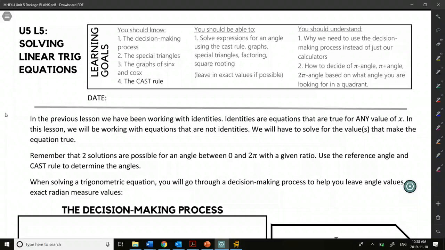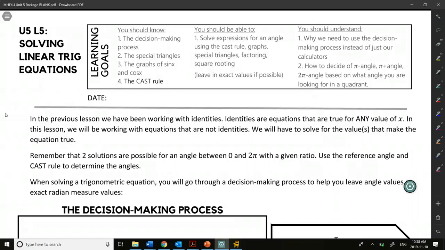We're also going to use the idea of the reference angle, which we were kind of talking about in the last chapter as well. And we're going to go through a decision-making process here so that where we can, we'll leave things in exact radian value. So if I can leave something as like 5 pi over 6, I definitely want to make sure that I leave it as 5 pi over 6 instead of a decimal value. Okay, so wherever possible, we'll express things in their exact radian measure.